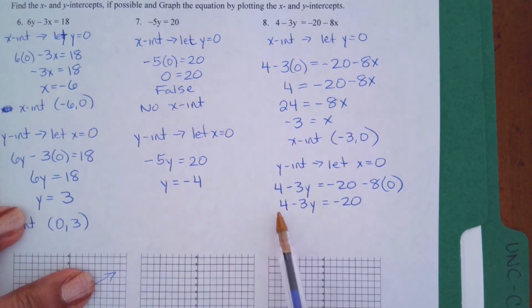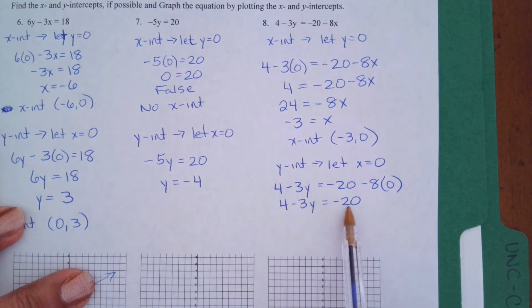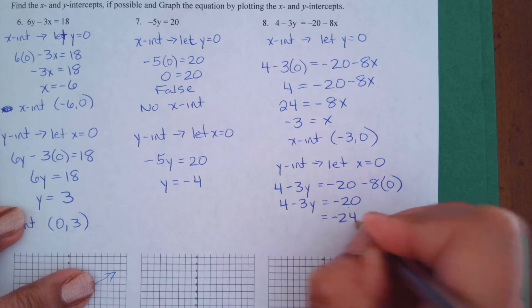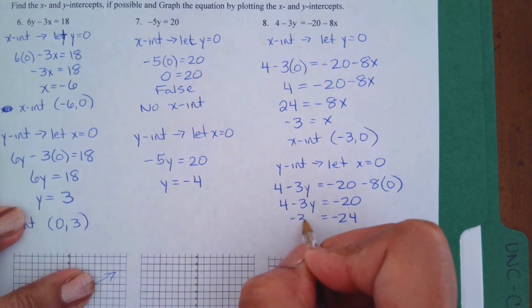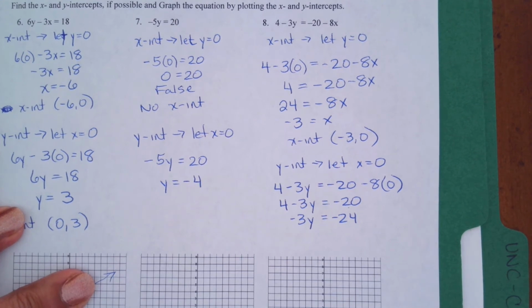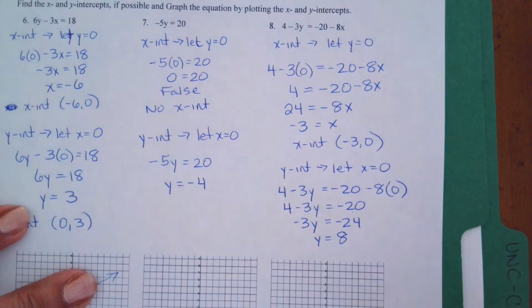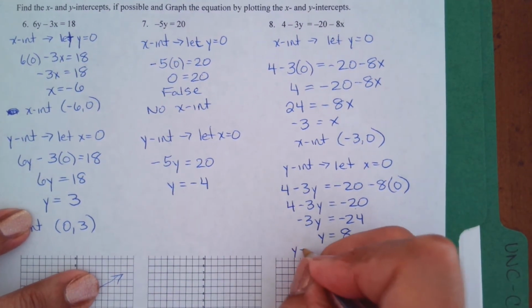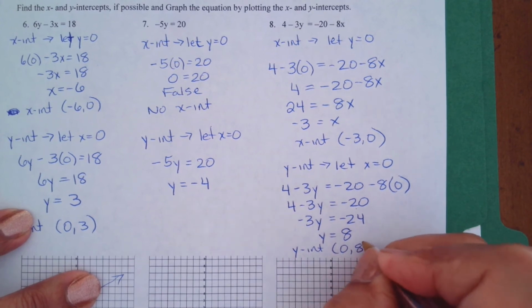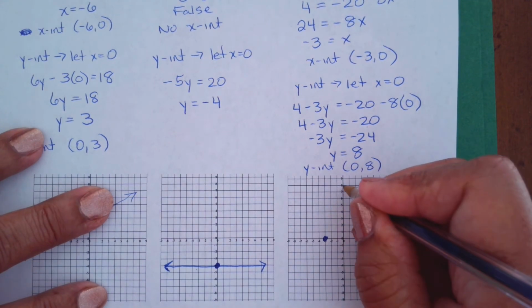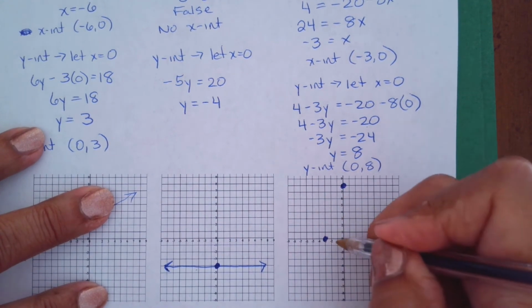This time, be careful with your signs. There's a positive 4, right? This is a positive number. We're going to move it over to this side. When we move it over, it becomes a negative 4. So that's negative 20 minus 4, which gives you negative 24 on that side. And right here, we're ending up with negative 3y. Divide both sides by negative 3, and we get a positive 8. So your y-intercept would be 0, 8. Okay, so we're going to graph that. And that would be our line.